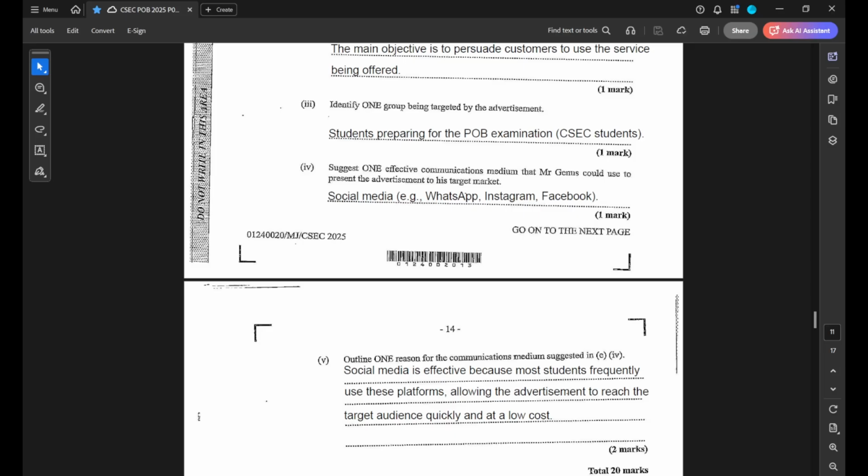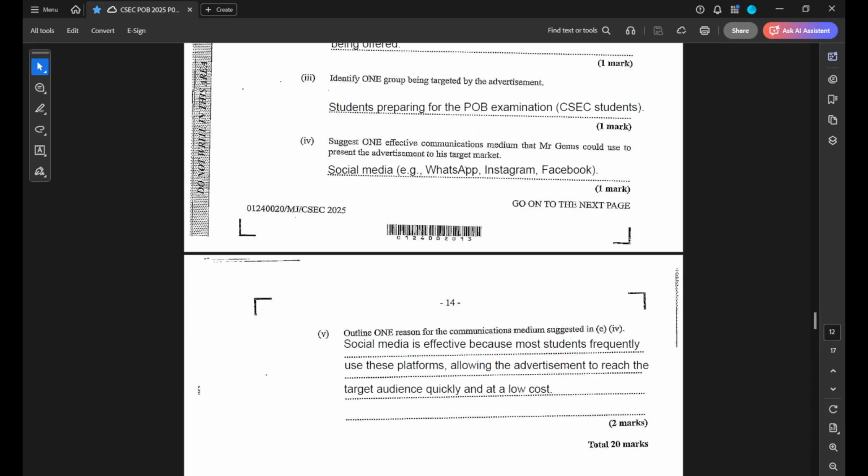On part five, outline one reason for the communication medium suggested in part four. Social media, I would say, is very effective because most students frequently use these platforms, allowing the advertisement to reach the target audience quickly and at a low cost.